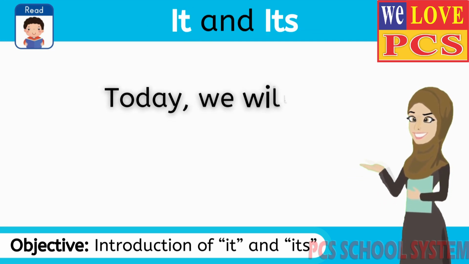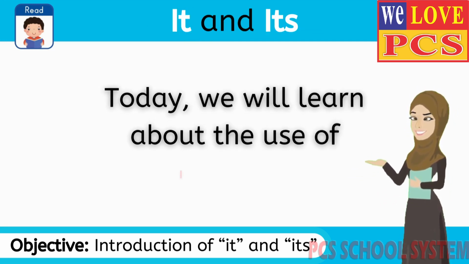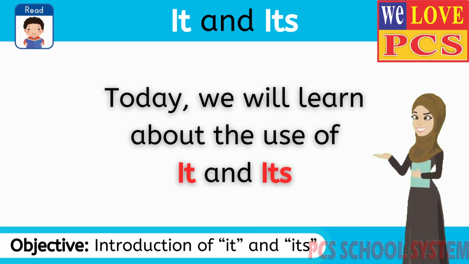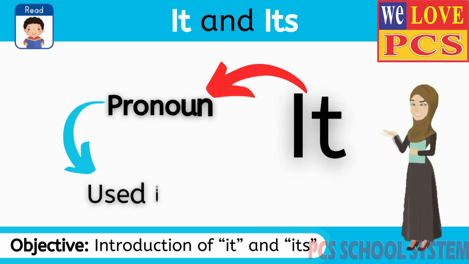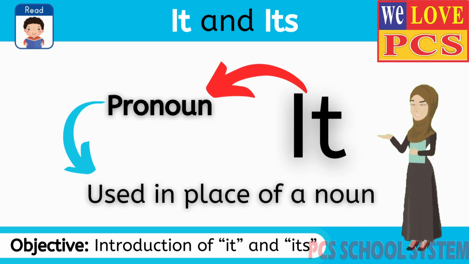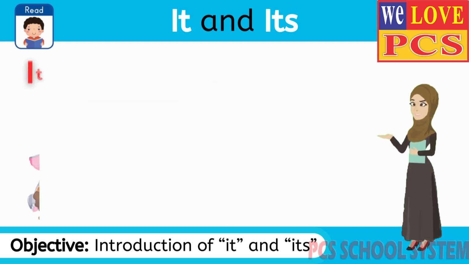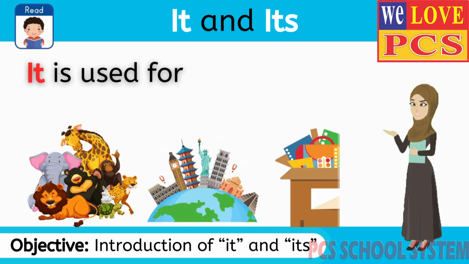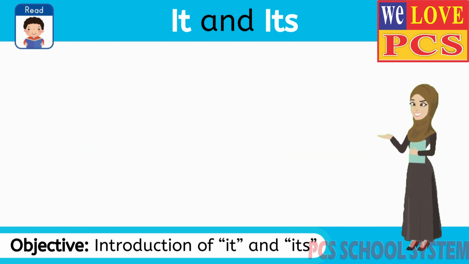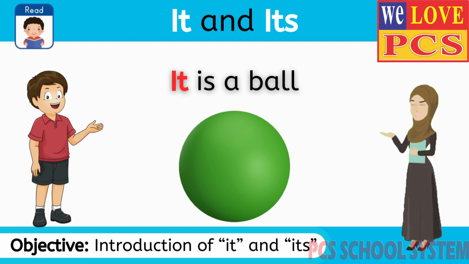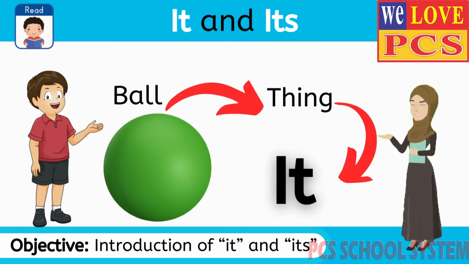Dear friends, today we will learn about the use of it and its. Dear friends, it is a pronoun and we know that pronoun is used in place of a noun. It is used for animal, place or thing. For example, it is a ball. Dear friends, here ball is a thing, so we used it for the ball.